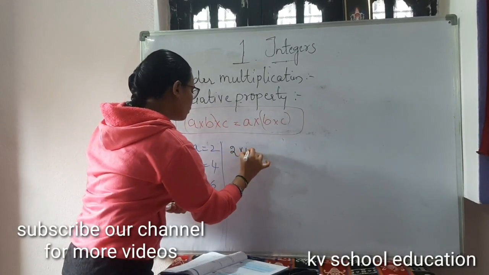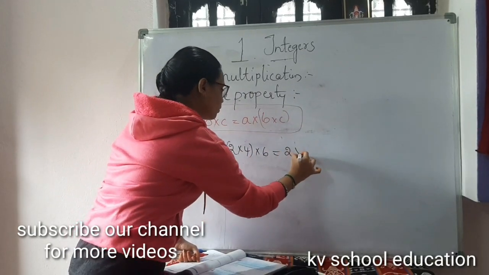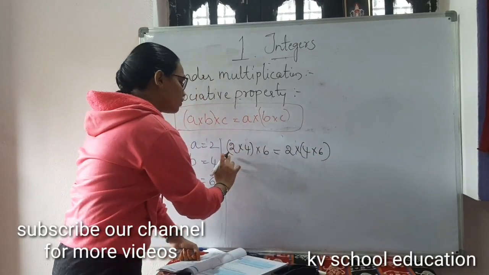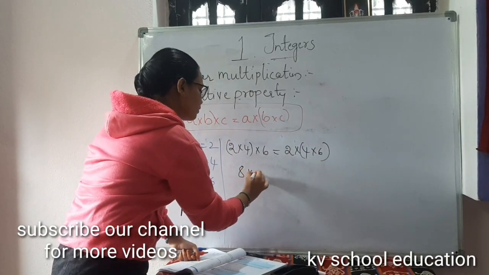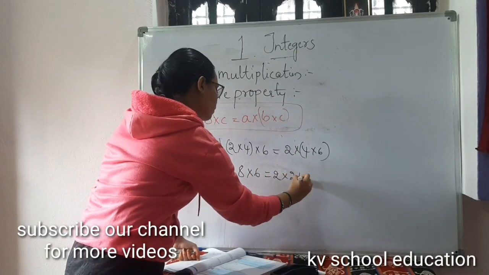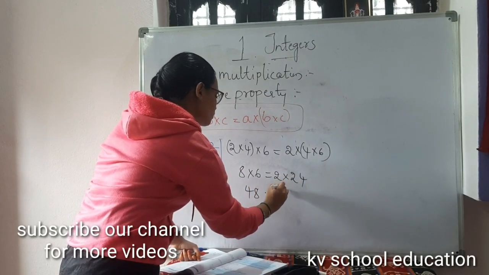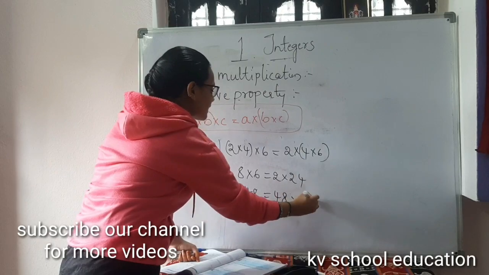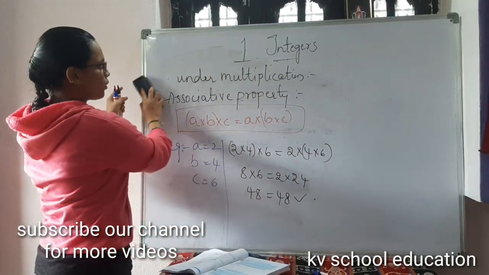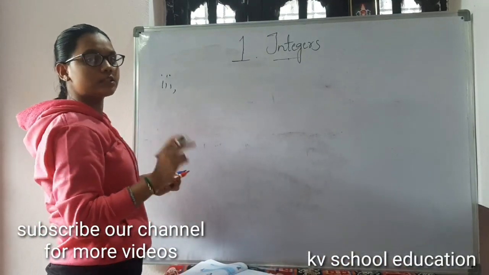2 into 4 into 6 is equal to 2 into 4 into 6. So 2 4s are 8, into 6, and then 6 4s are 24. This is 48 and this is also 48. So it satisfies the associative property. So this is the associative property under multiplication. So now we will see the distributive property.